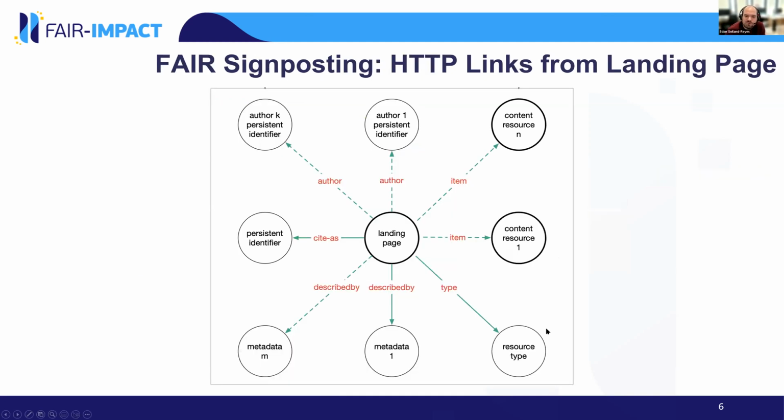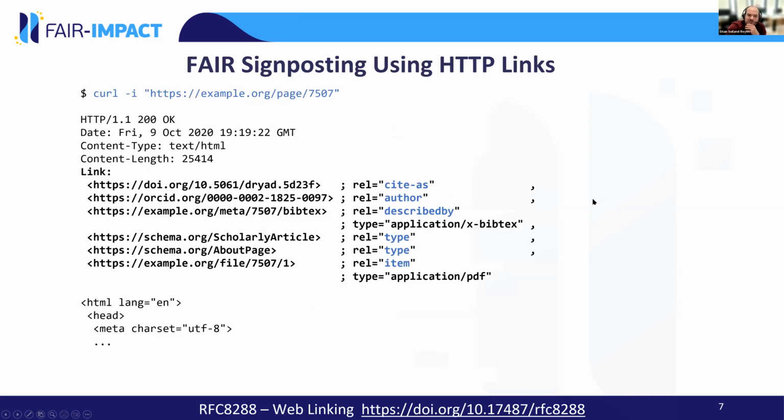Now, signposting is making all these things explicit. So we have this very small set of relations that you can add as links out from the landing page using the HTTP Link header. You may have heard about the Link header before because we use it to get the style sheets up on all our web pages. And these are additional relations that we use for the particular purpose I just said. So in practice, it could look something like this, where we have the persistent identifier listed with cite-as, the author as author, metadata as described-by, and then we can specify the type of that, and even type the object and the item. And that's it.